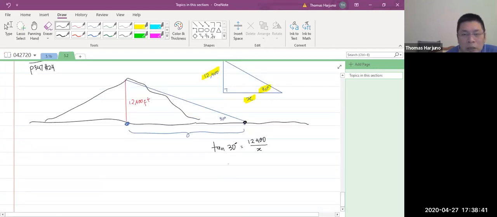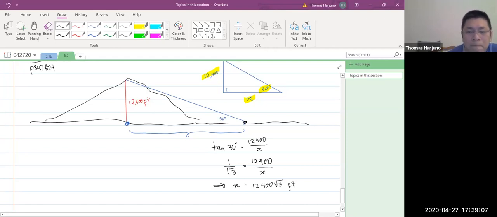Tangent 30 degrees is 1 over radical 3, or you can also use radical 3 over 3 if you like. This is 12,400 over x. When I cross multiply, I get x equals 12,400 radical 3 feet. Okay, now that's how we get that.